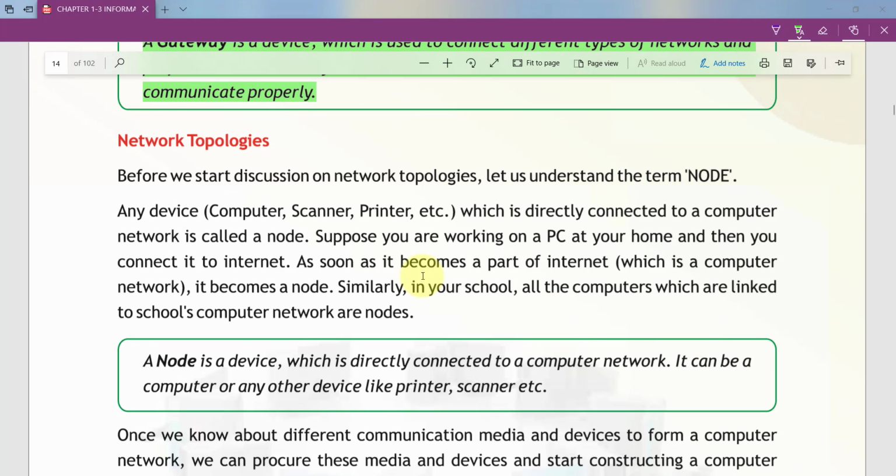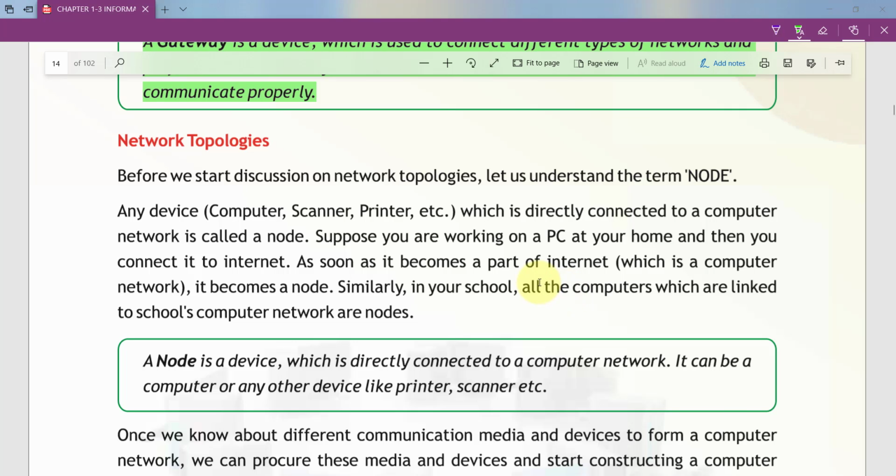Now I am going to teach you about network topologies. So, what is its purpose and how is it useful? But before we discuss network topology, first you understand the term node.